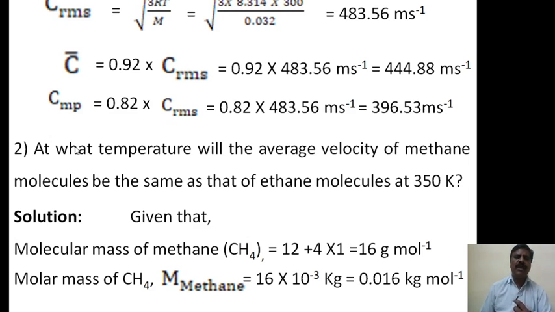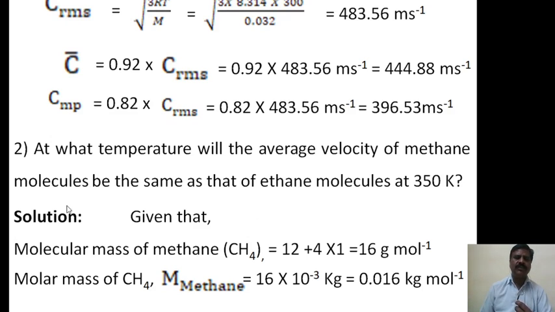Now the next problem I have to solve, that is the second problem. At what temperature will the average velocity of methane molecules be the same as that of ethane molecules at 350 Kelvin?